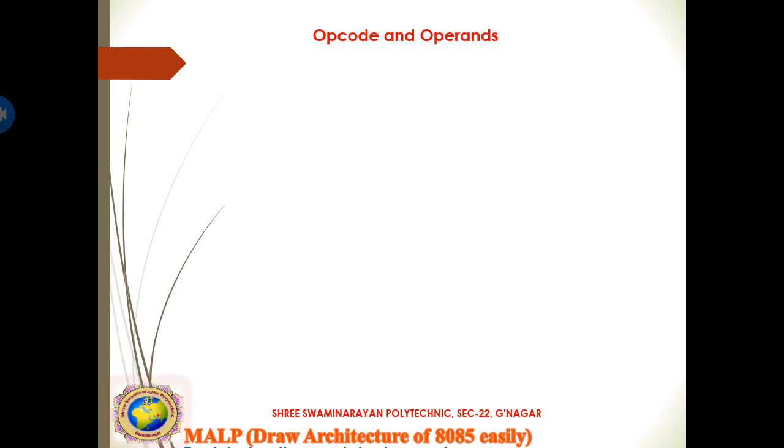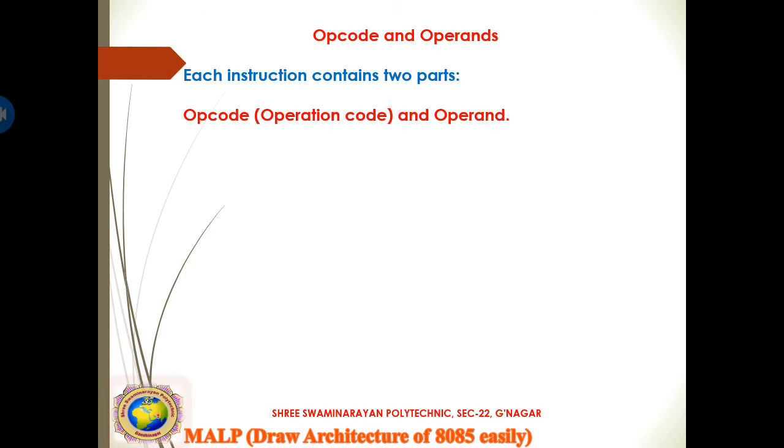Now opcode and operands. કોને opcode કહેવાય અને કોને operands કહેવાય એ પણ આપણે અહીંયા જોઈ લઈએ. Each instruction contains two parts. દરેક ઇન્સ્ટ્રક્શનના બે ભાગ હોય છે. એકને કહેવાય છે ઓપરેશન કોડ, opcode, and operand.